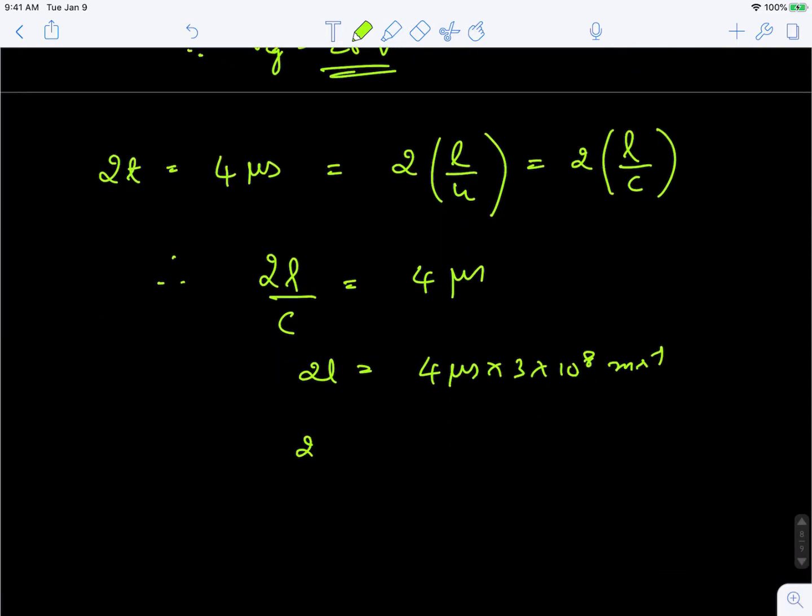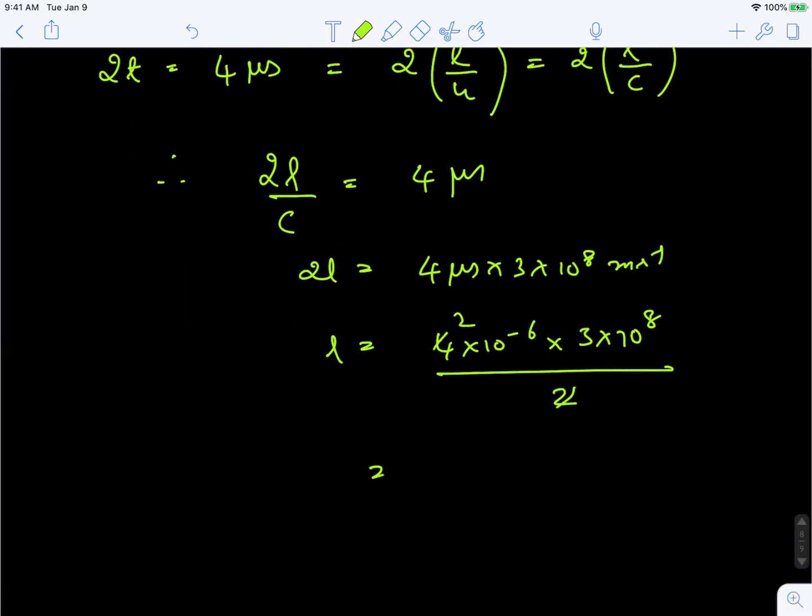So L is equal to 4 times 10 to the power minus 6 times 3 times 10 to the power 8, divided by 2. That gives 6 times 10 to the power 2 meters. So that's 600 meters, which is the length of the transmission line.